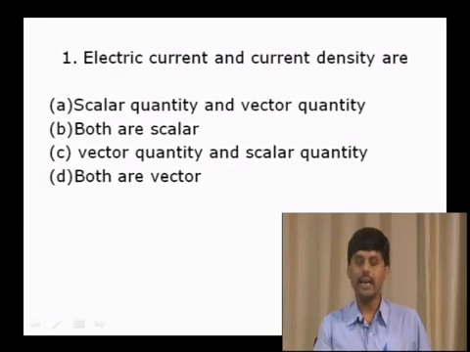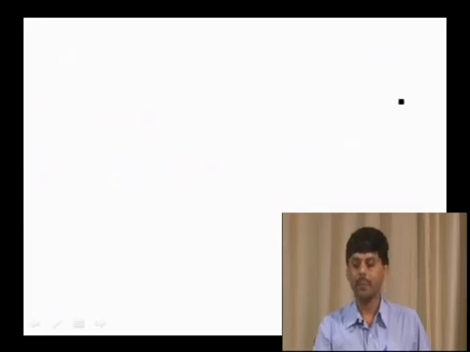Current is a scalar quantity, even though it has both magnitude and direction. One is clear, current is a scalar. Next we will move on to current density. Current density is a vector, in the direction of the motion of the positive charges. Therefore, the correct option is A: current is a scalar quantity and current density is a vector quantity.